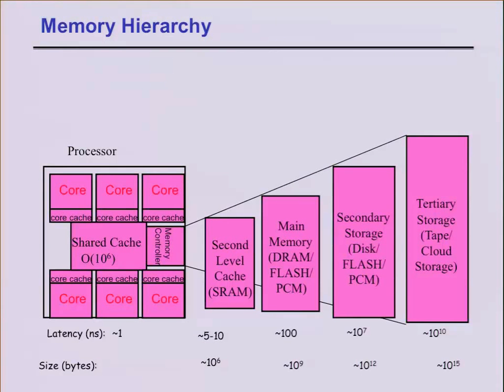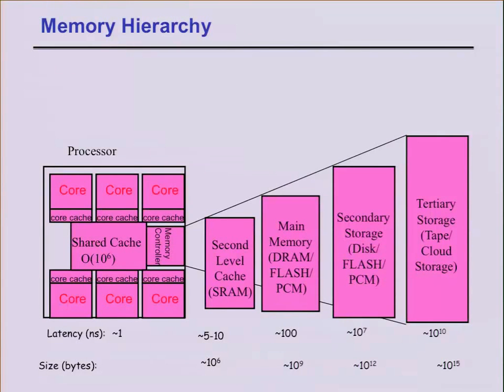Memory comes in lots of different flavors, and the faster it is, the more expensive it is. And it's expensive in two different ways. It's expensive in terms of cost, and it's expensive in terms of power. So what you really want is to have the illusion of the very fastest memory you can get while paying for the slowest memory you can get away with. And the way that has been done historically is by caches.